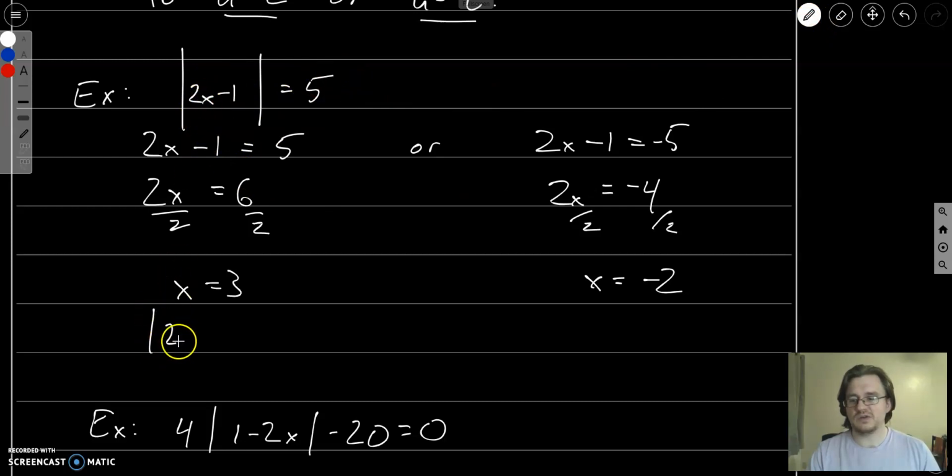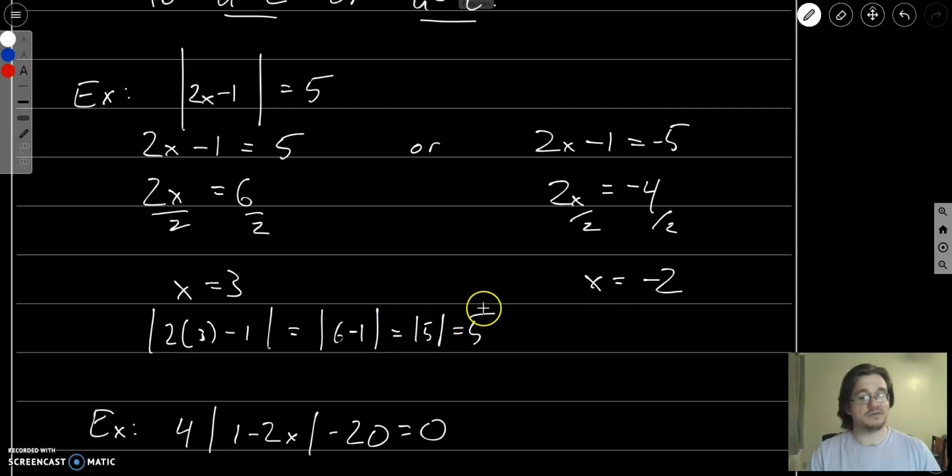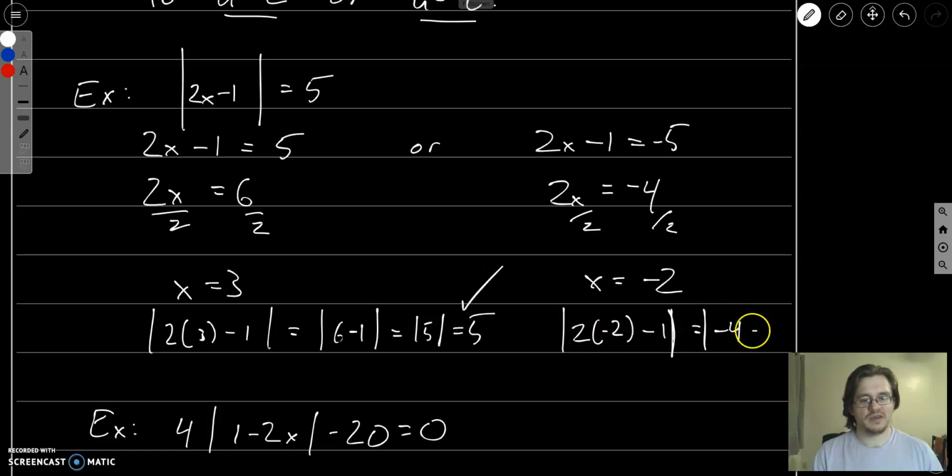So let's look at the absolute value of 2 times 3 minus 1. So 2 times 3 is 6. So the absolute value of 6 minus 1, that's the absolute value of 5, which is 5. Oh, that one works. Let's plug in negative 2 to see if this works. This will be 2 times negative 2 minus 1. Again, 2 times negative 2 is negative 4, minus 1. When we simplify this, this is negative 5. And we already said the absolute value of negative 5 is positive 5, so this also works.